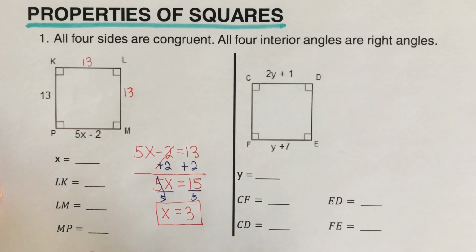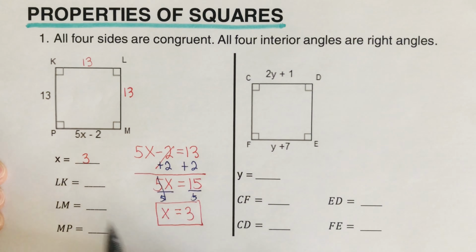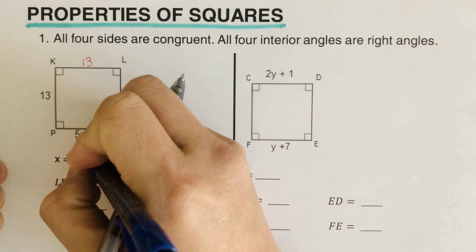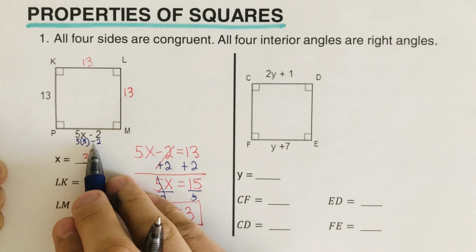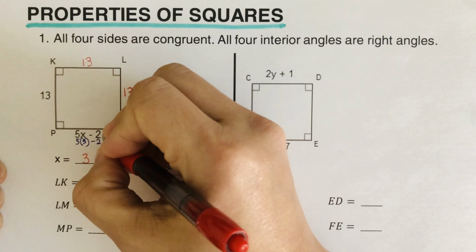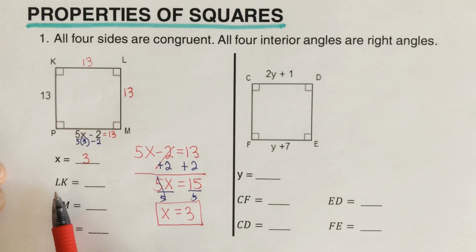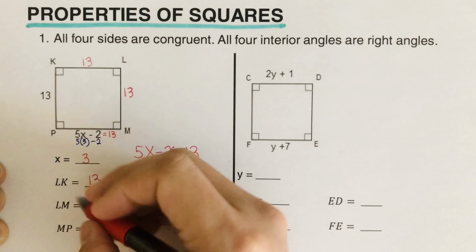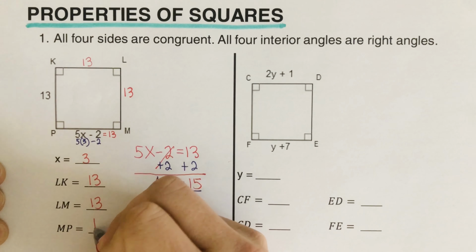So once we have x equals 3, all we need to do is plug this 3 into this one right here. So that would be 5 times 3 minus 2. 5 times 3 is 15. 15 minus 2 is 13. So then all of the sides are equal to 13. So LK would be 13, LM would be 13, and MP would be 13.